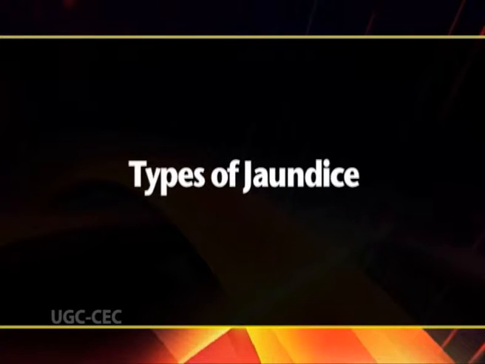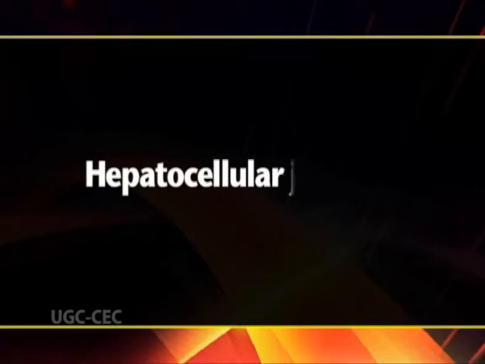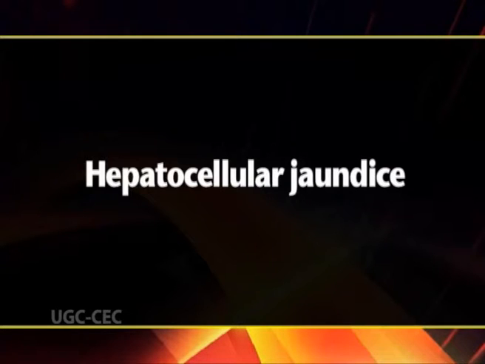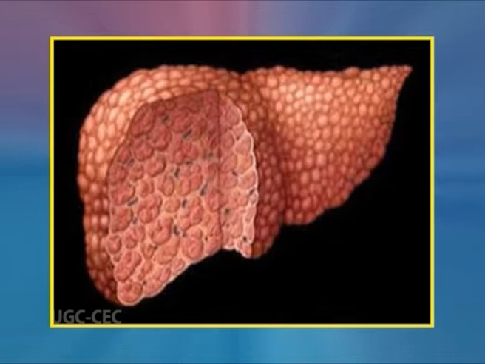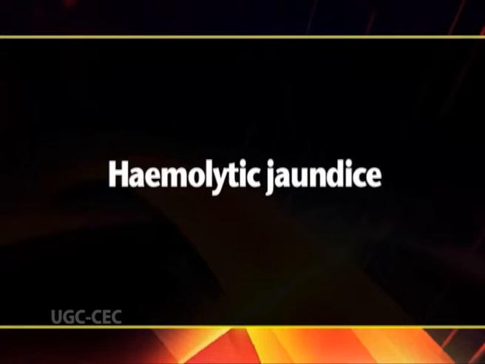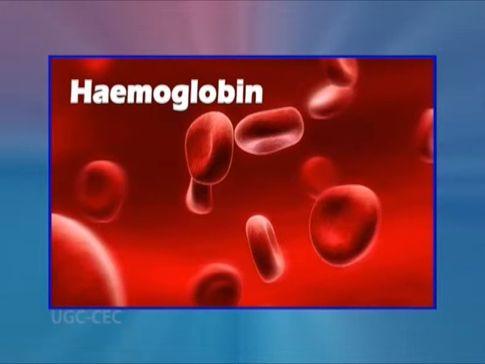Now the types of jaundice. There are three main types of jaundice. First one is hepatocellular jaundice. This is the type of jaundice that occurs as a result of liver disease or injury. Second is hemolytic jaundice. In this type of jaundice, which occurs as a result of hemolysis, that's an accelerated breakdown of erythrocytes, also called red blood cells, leading to an increase in the production of bilirubin.